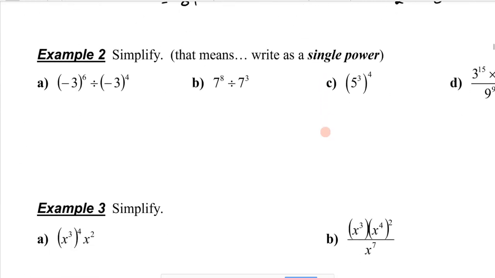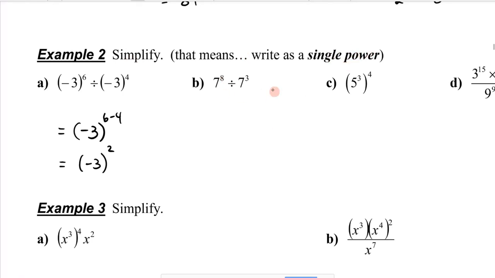Okay, example 2, simplify. So what does it mean to simplify instead of evaluate? Well, it means to write as a single power. We have 2 powers here, write as a single power. So here we have a division of 2 powers with the same base. So I'm going to subtract their exponents, and that's the quotient rule. So I'm going to rewrite the base, negative 3, 6 minus 4 is 2. So negative 3 to the power of 2. If I ask you to evaluate, then you do one more step and you say negative 3 squared is equal to positive 9. But simplify just means keeping it as one single power.